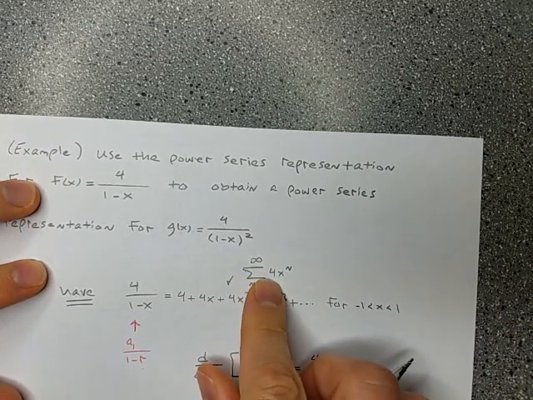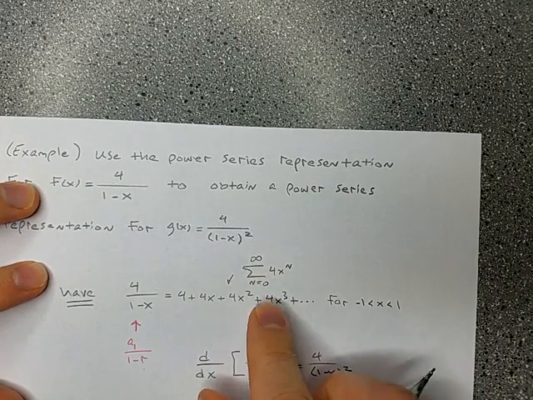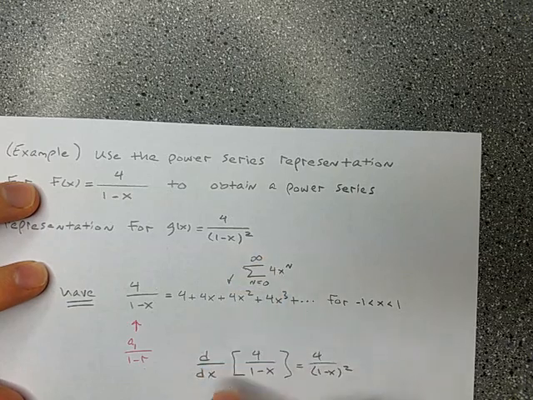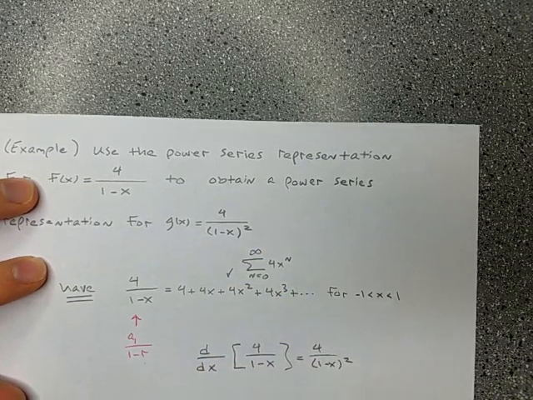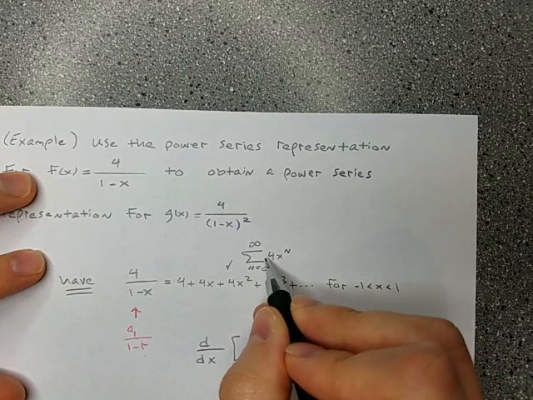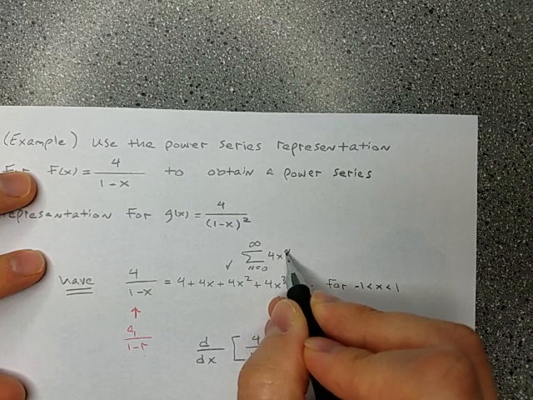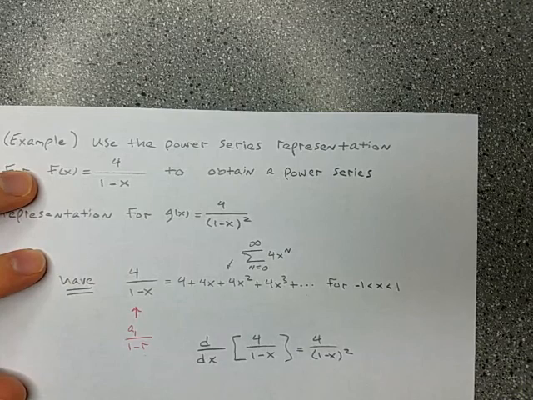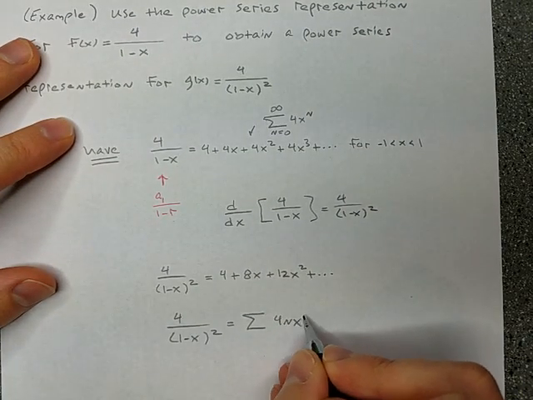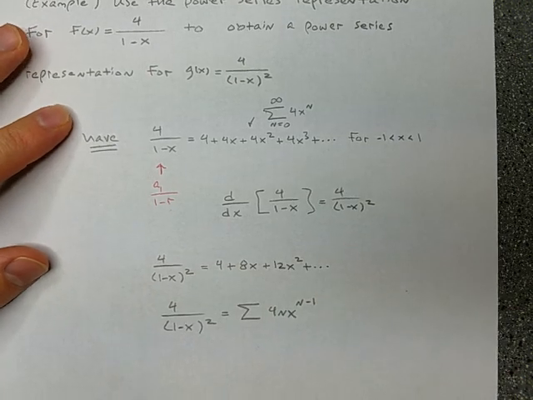Okay, see that? The terms of this series look like 4 times x to the n power, n going from 0 to infinity. That's what they look like. What would you get if you took the derivative of that? 4n x to the n minus 1. Okay, so let's try that here. 4n x to the n minus 1.